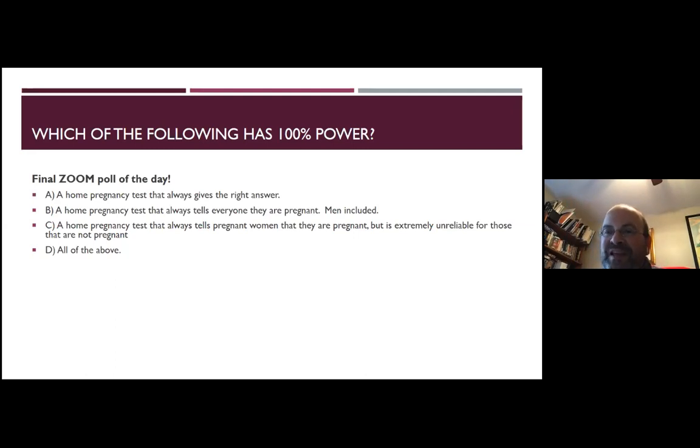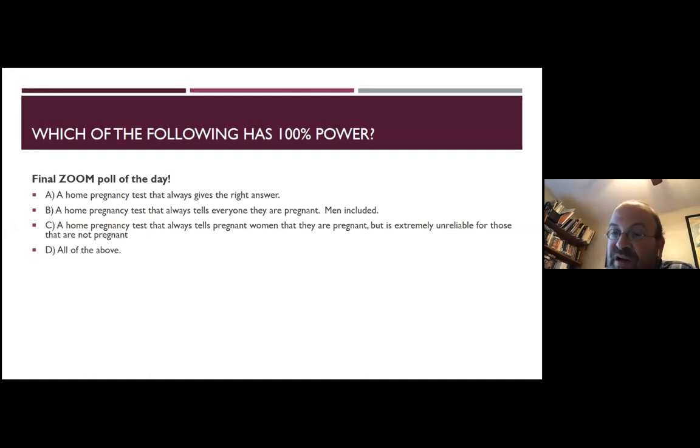So which of these, power is a big idea in AP Stats, and I want to know which of these would give us 100% power. A home pregnancy test that is always right, a home pregnancy test that tells everybody they're pregnant, a home pregnancy test that tells pregnant women that they are pregnant, but is extremely unreliable for everybody else, or all of the above. Okay, we have some nice distribution of answers here.